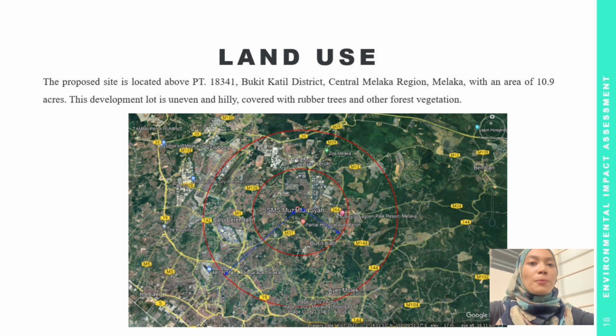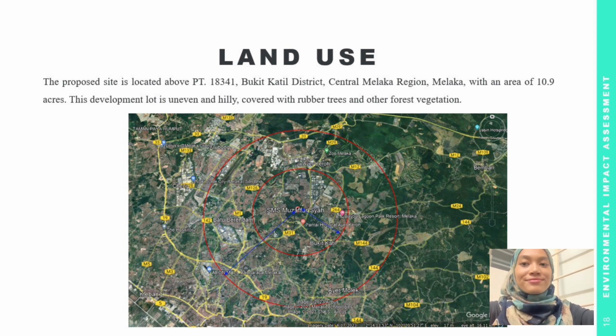The proposed site is located above P318341 Phuket Kagil District, Central Malacca region, Malacca, with an area of 10.9 acres. This development lot is uneven and hilly, covered with rubber trees and other forest vegetation. As you can see here, there are two circles: the first one with a radius between 0 to 2.5 km, and the other one 0 to 5 km.